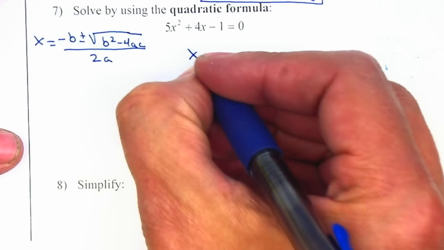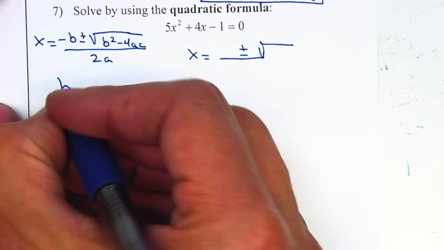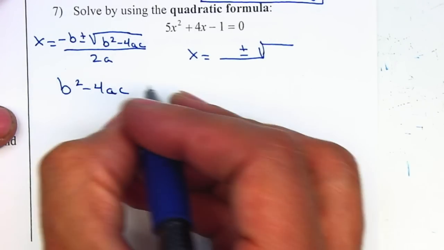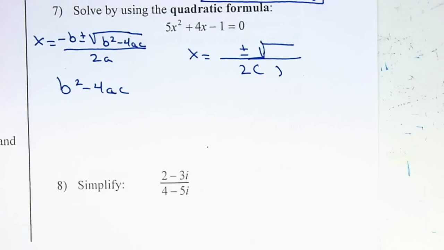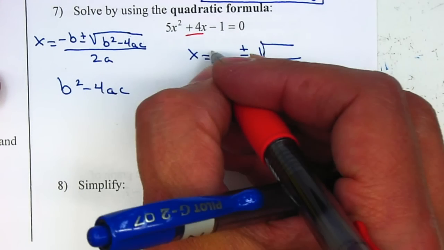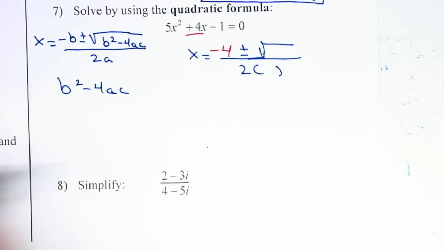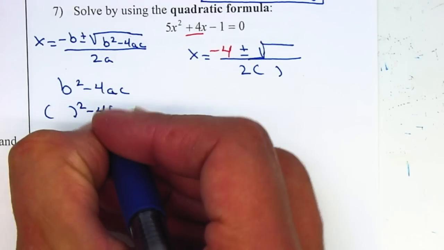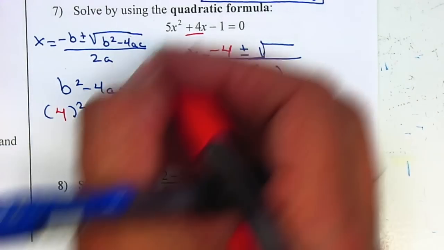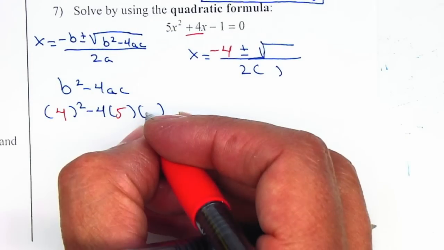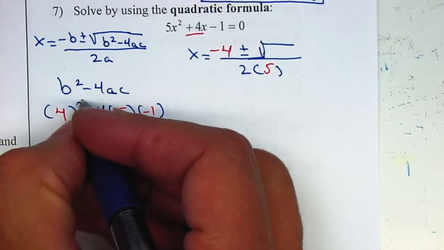We have x equals opposite b plus or minus the square root of b squared. I'm going to do b squared minus 4ac here, all over 2a. So we have x equals opposite b. This is a 4, so this will be negative 4, plus or minus the square root of b squared minus 4ac. So let's go and work this out. That's 4. A will be 5 and c will be negative 1, all over 2a. Now let's go and simplify this out.